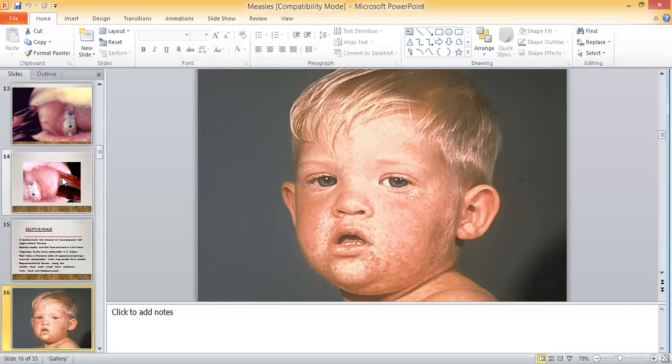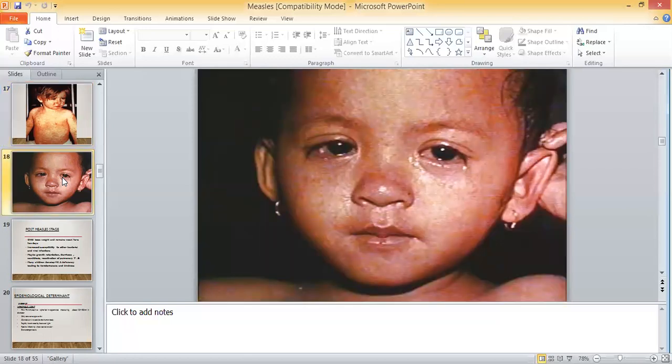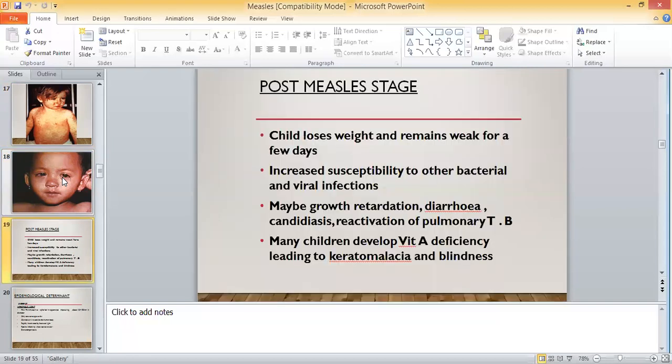This is a typical presentation of measles. Appearance of the rash on the face and trunk. This is one of the pictures of measles cases, redness of the eye and rash on the face. The third and last stage is the post-measles stage. The child loses weight and remains weak for a few days. There's increased susceptibility to other bacterial and viral infections due to the suppression of the immune system. There may be growth retardation, diarrhea, candidiasis, and reactivation of pulmonary TB. Many children develop vitamin deficiency, which may lead to keratomalacia and blindness.